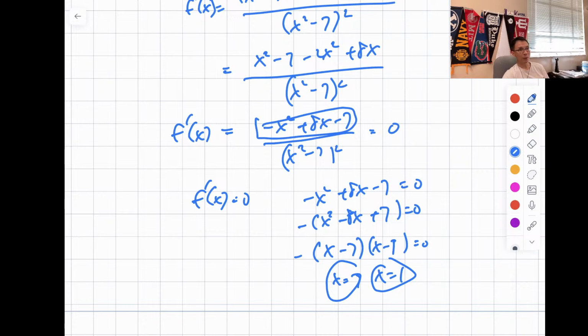Should I plug in a coordinate? I mean, if you want to, it's fine. But right now, I just want you to find the x value. But if you want to find the point, it's not a problem. And that's easy to check.